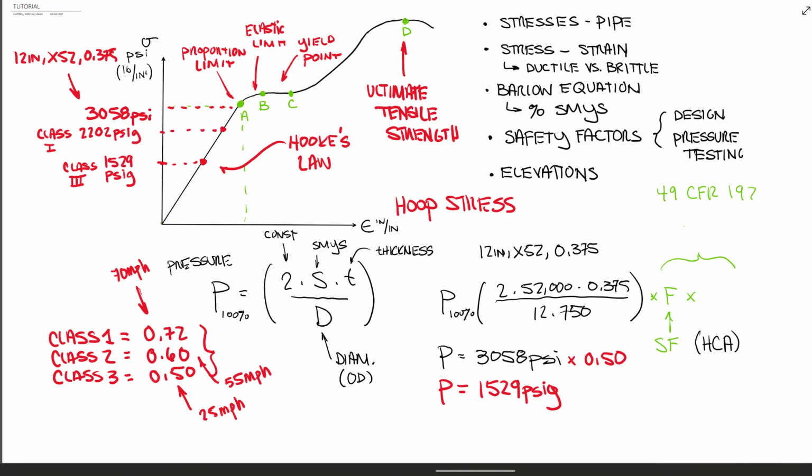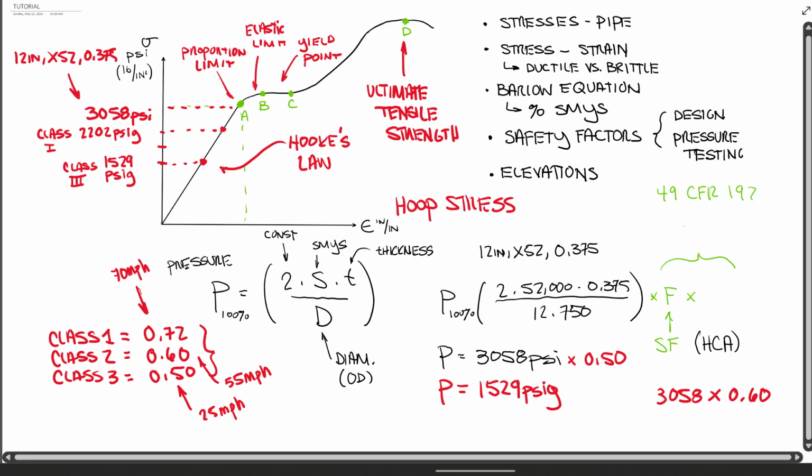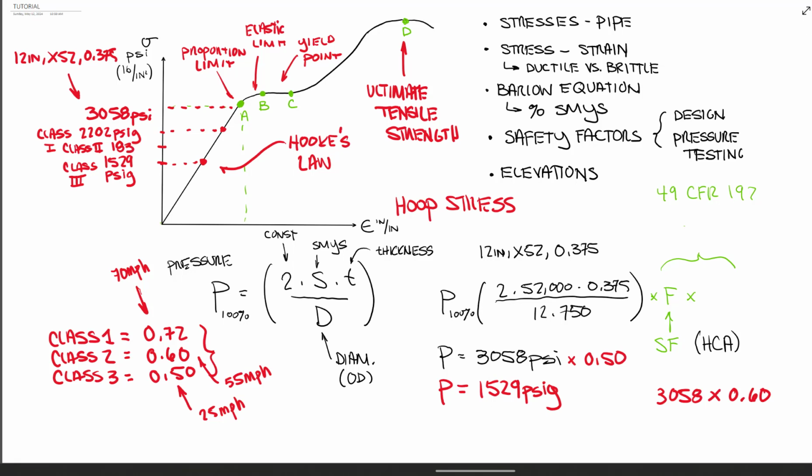And in our class 2, same thing. We just take our 100% value. We take 3058, and then we multiply that by class 2, 0.60, or 60% of that. That comes out to be 1835. So 1835, this is your class 2.